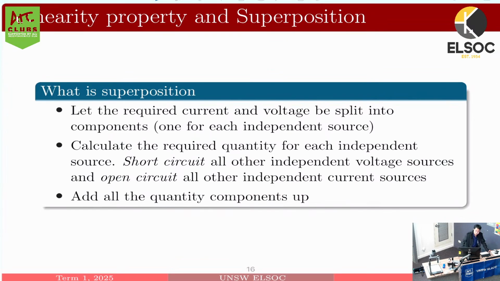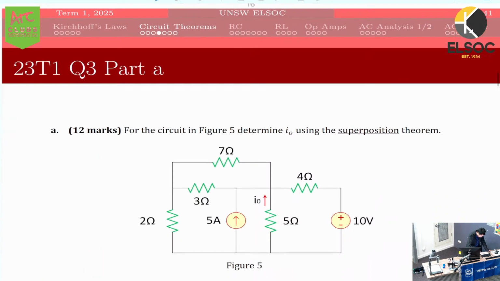For linear property and superposition, it's unlikely they will just ask about linear property. It's likely they will ask it in the context of superposition. So we're given a circuit with two or more independent sources. What we're asked to do is shut down everything except for one, and analyze each independently. What do I mean by shut down the independent sources? I mean open circuit the current sources and short circuit the voltage sources, as we shall see in the next example.